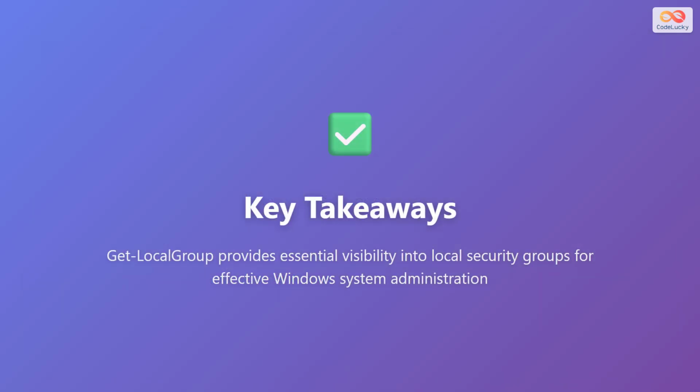To summarize, Get-LocalGroup provides essential visibility into local security groups for effective Windows system administration. Whether you're auditing permissions, verifying group configurations, or automating management tasks, this cmdlet is a fundamental tool in your PowerShell toolkit. Practice using these commands to become comfortable with managing local groups on your Windows systems.